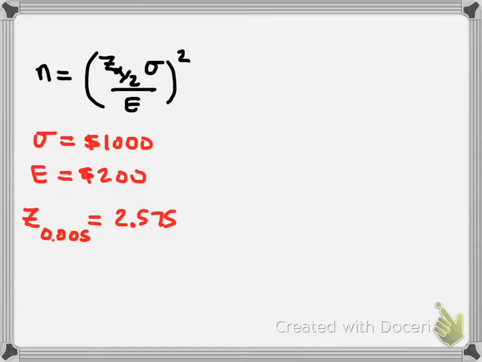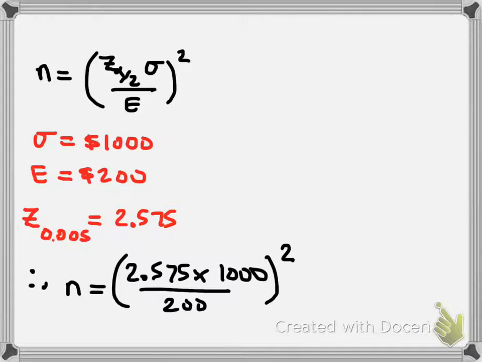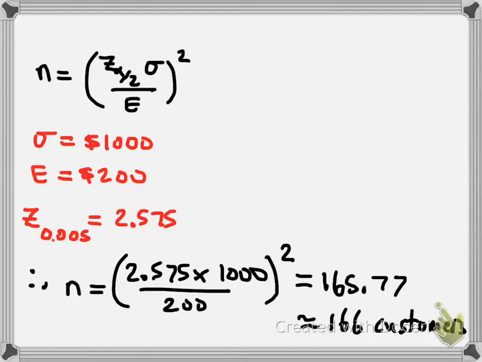According to our question, we know that the population standard deviation is $1,000, and he wants to estimate with an error range of $200, and he's trying to create a 95% confidence interval. Oh, sorry, not 95, 99% confidence interval. So that means that the error in the range is 1%, and half of that is 0.5%. So that's Z sub 0.005. If you use your Z tables properly, you will find that the Z score, or the critical value, is 2.575, which if you substitute all this in your formula as shown, your result will be 165.77, which is approximately 166 customers is what he has to take.